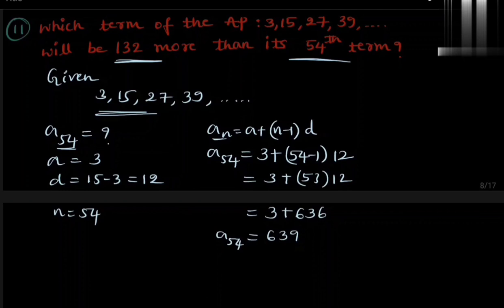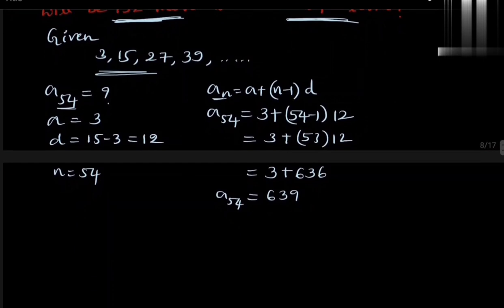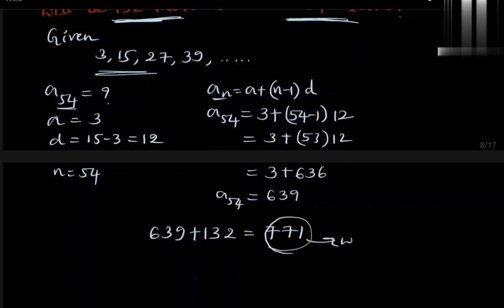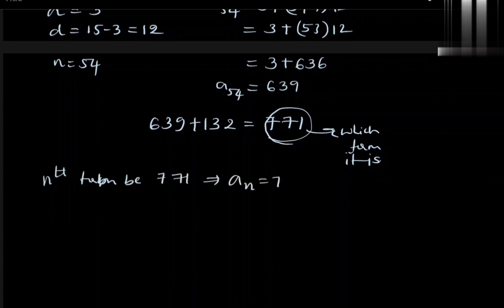So we have to find the term of this AP which is 132 more than the 54th term. So therefore add 132 to the 54th term, that is 639 plus 132. So it will become 771. So we want to find which term this number is. So here let us assume that the nth term is 771. So that is an is equal to 771.